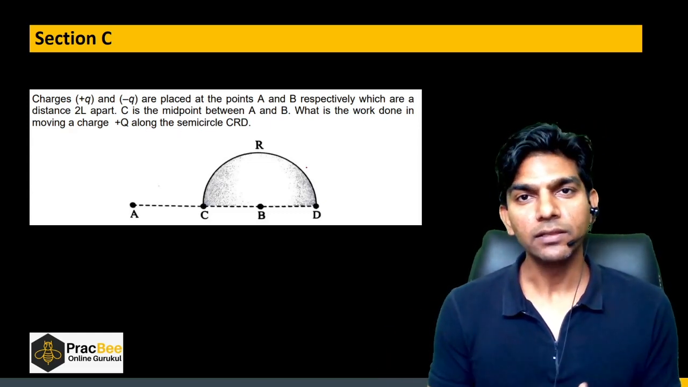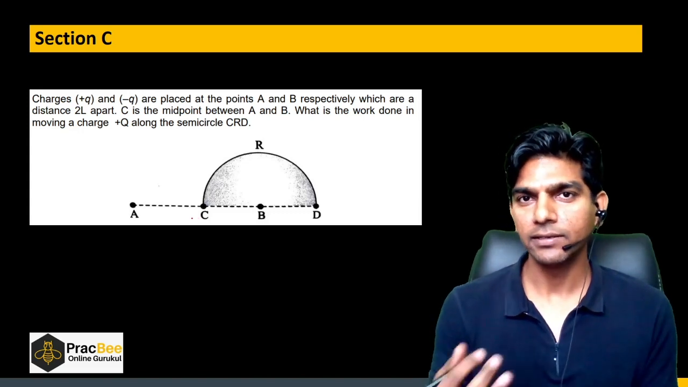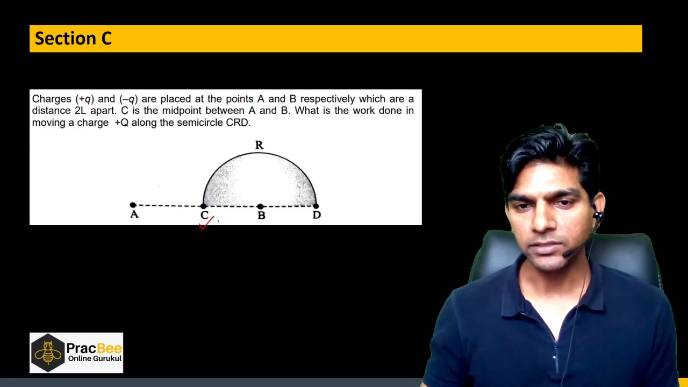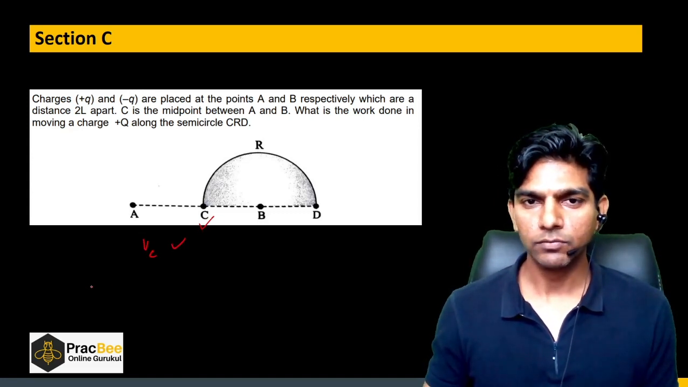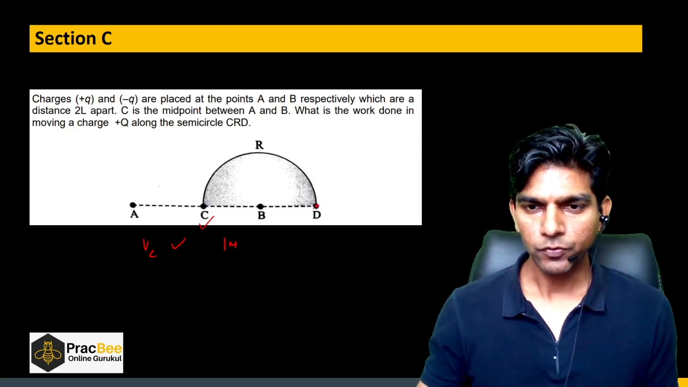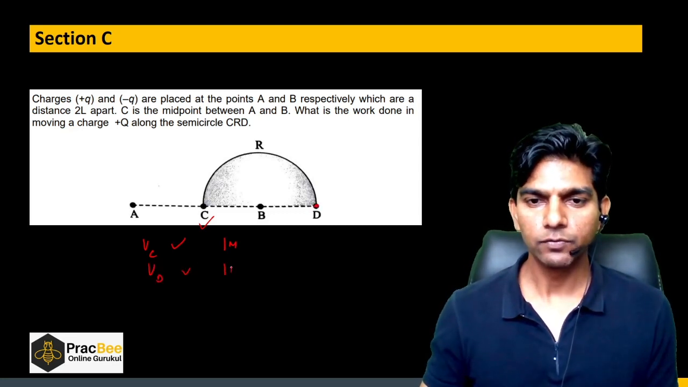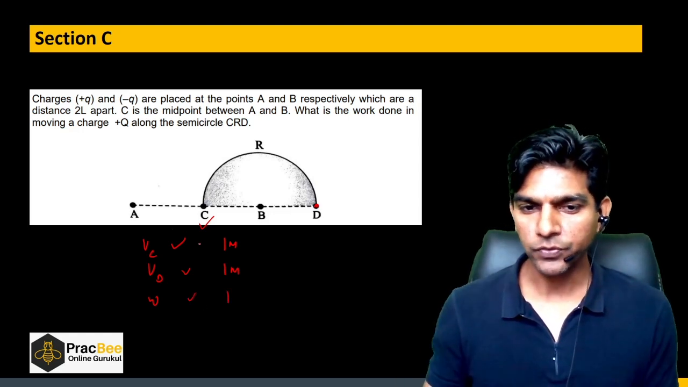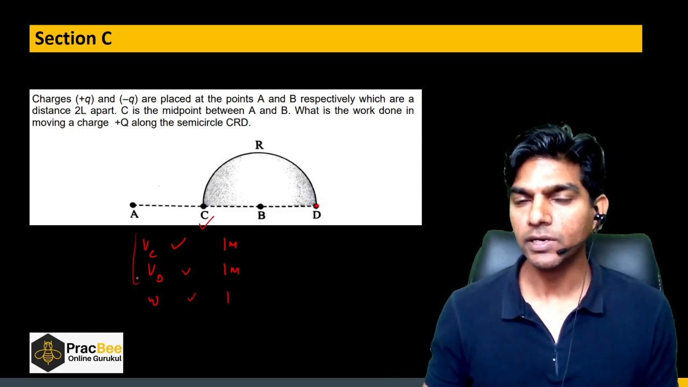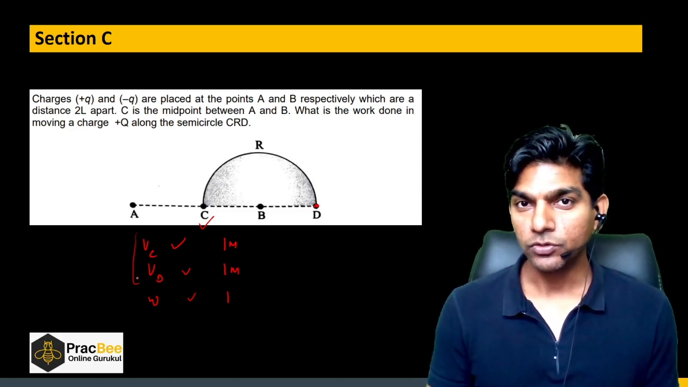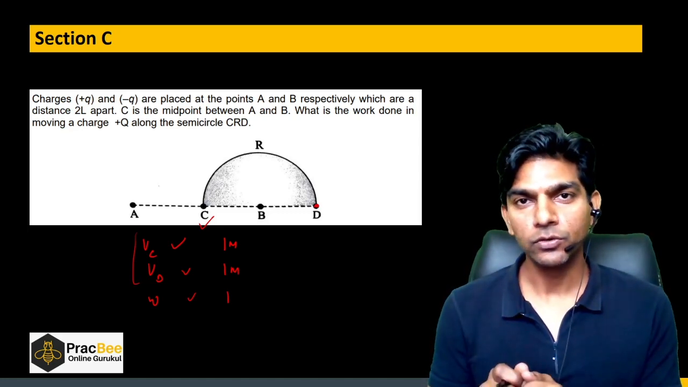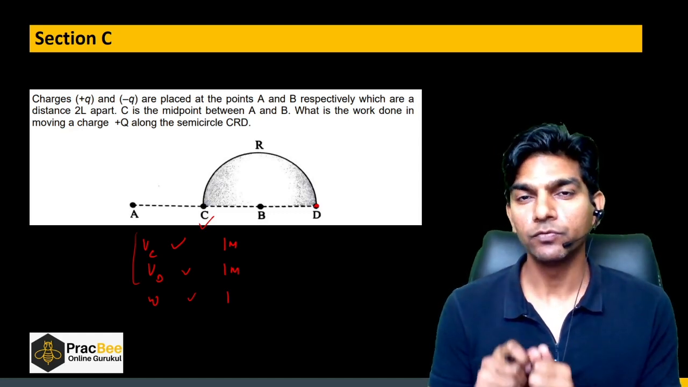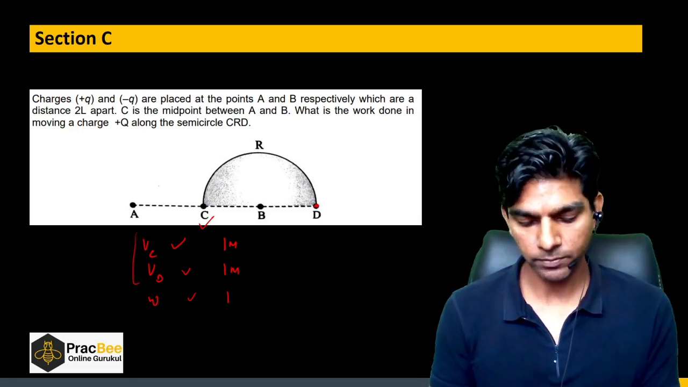In order to find the work done, we have to find the potential at the initial position and the final position. If you are able to find the potential at C, you will get 1 mark. If you find the potential at D, you will get 1 mark. If you find the work done, you will get another 1 mark. Again, if you don't get the answer, you will still get 2 marks out of 3. So don't leave any question blank in your answer sheet. Do write down the formula if you know which formula is going to be used in that question.